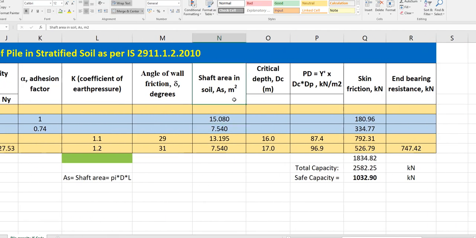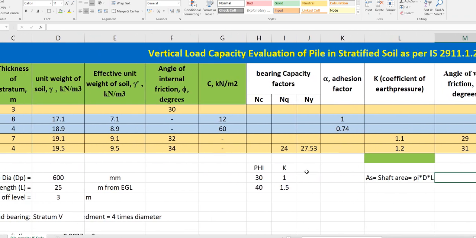This we have already seen. Now we'll see the critical depth. What is critical depth? D_c. Critical depth is also similar to the K value. For critical depth also, the IS code has given note number 5, which we have already discussed. For phi equal to 30, critical depth is 15 times D, and for phi equal to 40, D_c is 20 times D. And beyond 40 degrees, even if your depth is going more than 20D, we'll have to take 20D only for the P_D calculation.